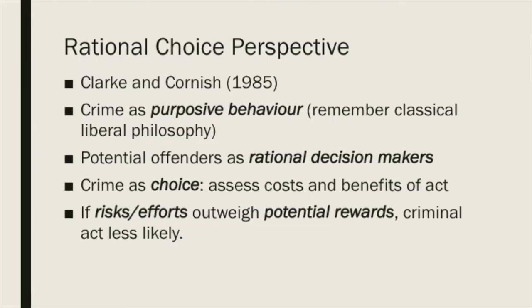Now, this rational choice perspective posits crime as purposive behavior. So again, going back to the classical liberal philosophy, homo prudens, that model of rational man. Potential offenders are viewed as rational decision makers. Crime is a choice, and offenders assess the costs and benefits of a particular act. And if the risk and the effort outweigh the potential reward of committing a crime, then the criminal act becomes less likely. That's what the rational choice perspective is saying.